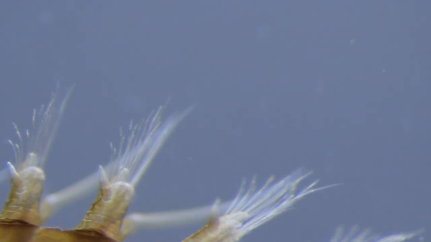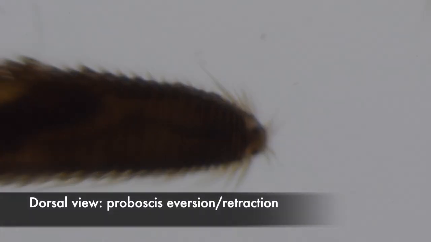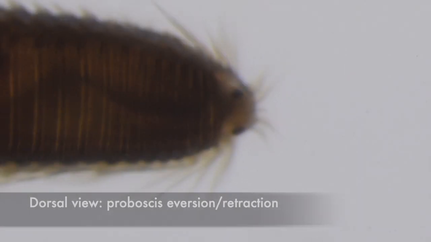Oxydromus captures food using a muscular eversible proboscis. Here it is in several views.